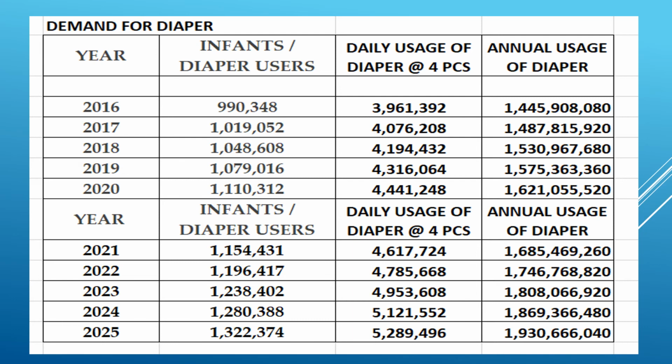So, let us say, yung number ng infant natin noong 2021 as projected is 1,154,431. Gagamit daw to ng 4 pieces in a day. So, nasa 4,617,724 pieces of diapers ang daily. Then, sa annual, andito sa last column natin. So, aabot ng nasa bilyong piraso ng diapers, no? So, in case naman, ang in-establish natin ay demand for diapers.